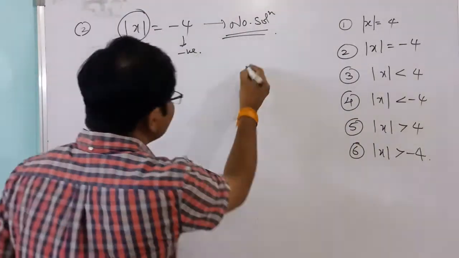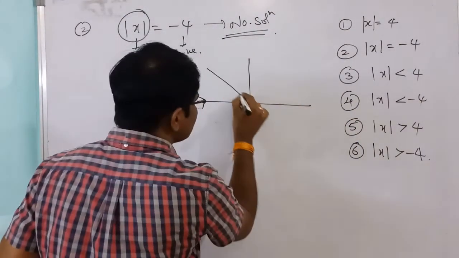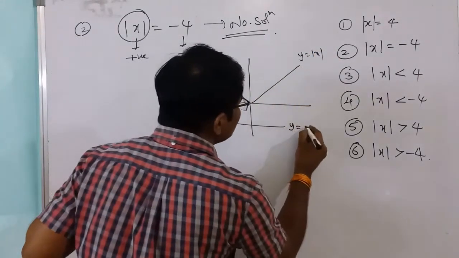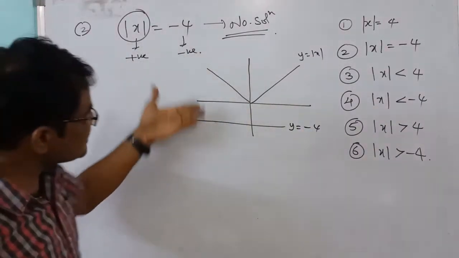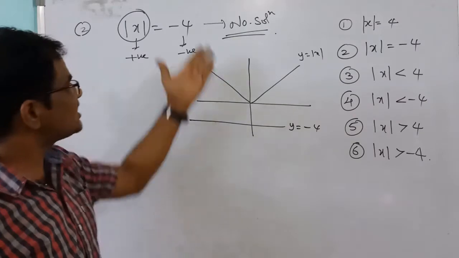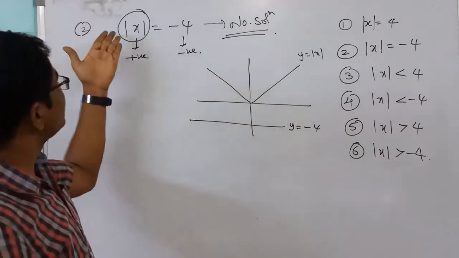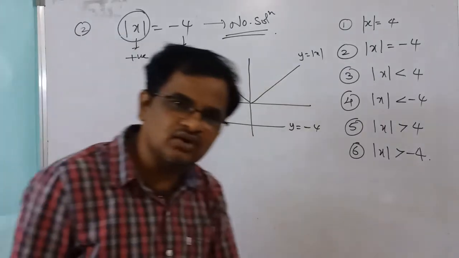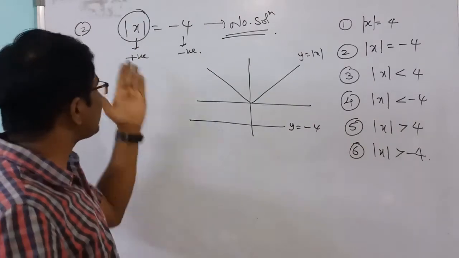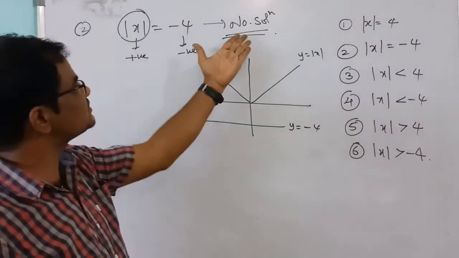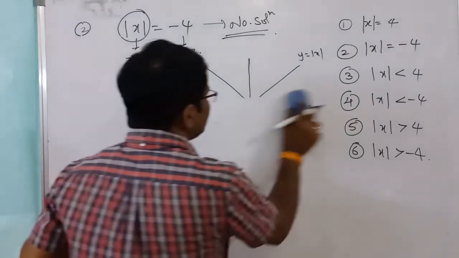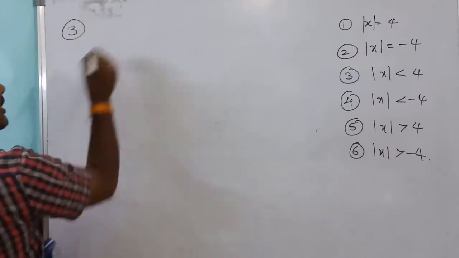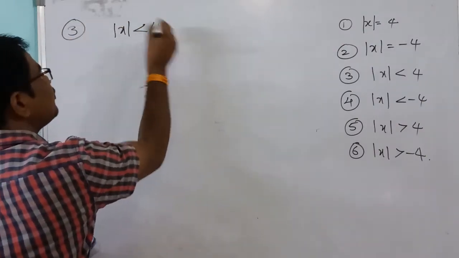If you take the graph like this, y equal to mod x, and here y equal to minus 4 is there, is this line intersecting this one? No. So that's why there are no solutions when mod x equal to minus 4. Mod x is greater than or equal to 0, positive, and the right side is negative. A positive value is never equal to a negative value. So that's why there are no solutions. Next, second one completed. Now next, third one: mod x less than 4.